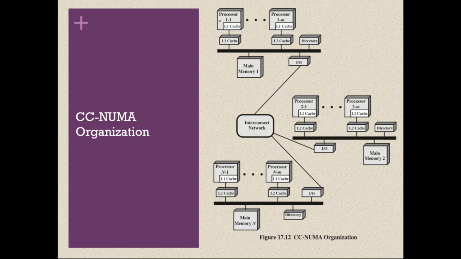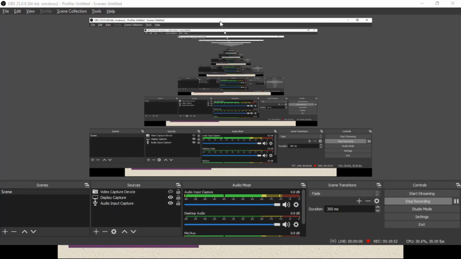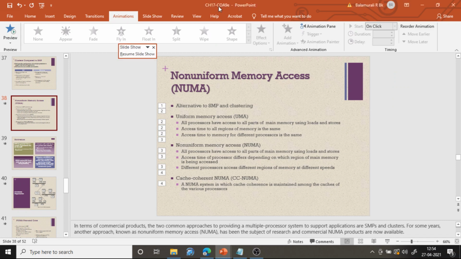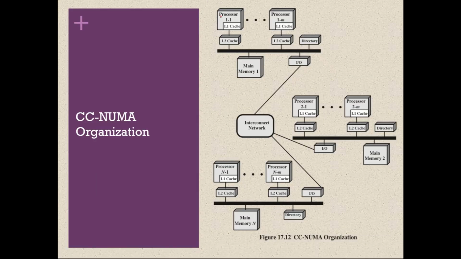So let us consider something like this. Assume that this particular processor is trying to access one particular memory location, and say that memory location is not in the cache. Then what will happen? This processor is trying to access some memory, and that content is not in the cache. So there is a cache miss.